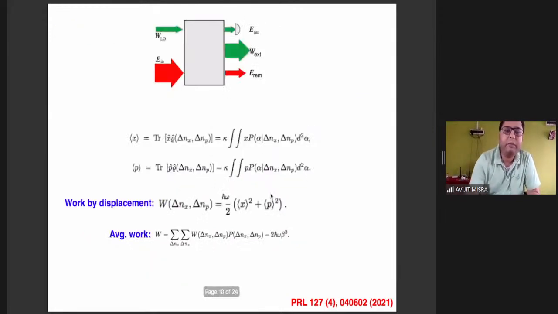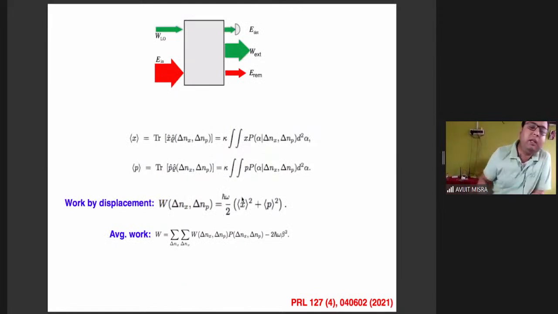And from this, we can see that for the displaced state, the mean quadrature is non-zero. So we can bring it back to the origin where the mean quadratures are 0, and we can extract the work as the potential energy of the harmonic oscillator. And if we average over all our measurement outcomes and subtract the local oscillator energy 2β², we get the average work. So here is the energy balance.